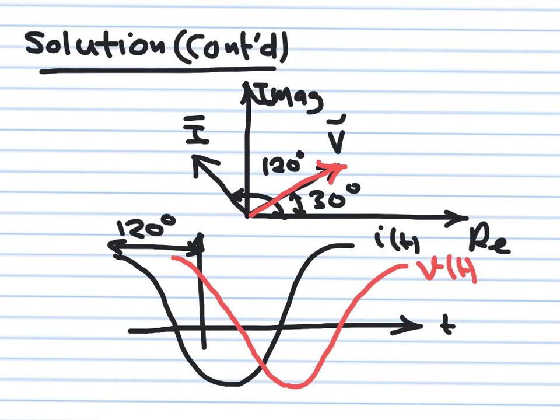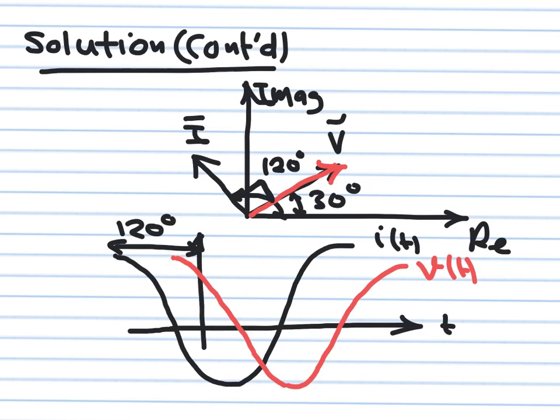And if you take a careful look, you'll see that the angle between them must be 90 degrees. This angle is 90 degrees because for a capacitor, the current leads, and it leads by 90 degrees. If you want to plot this in the time domain, you do exactly the same thing. The current has an angle of 120 degrees, so it's a cosine that was shifted in negative time by 120 degrees. And the voltage is a cosine that was shifted in negative time by 30 degrees. So you can see this shift here, 30 degrees.